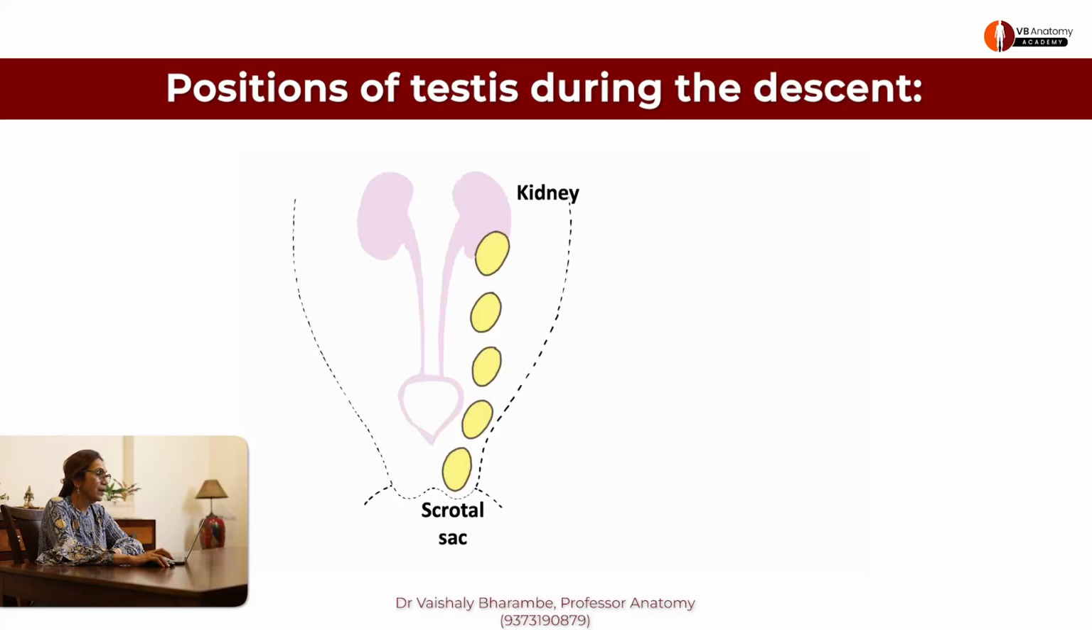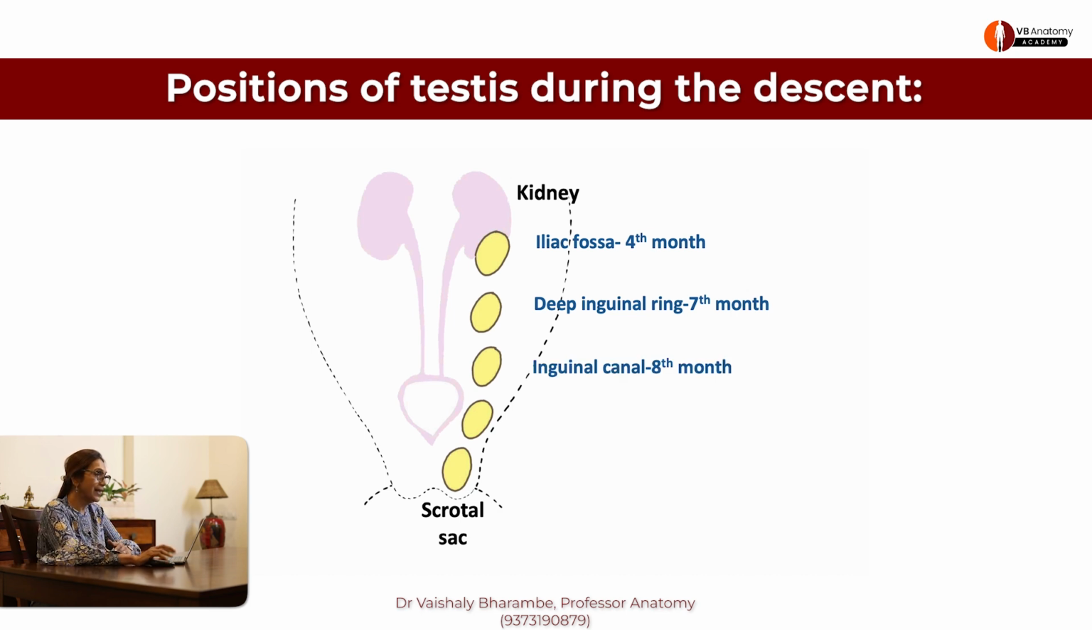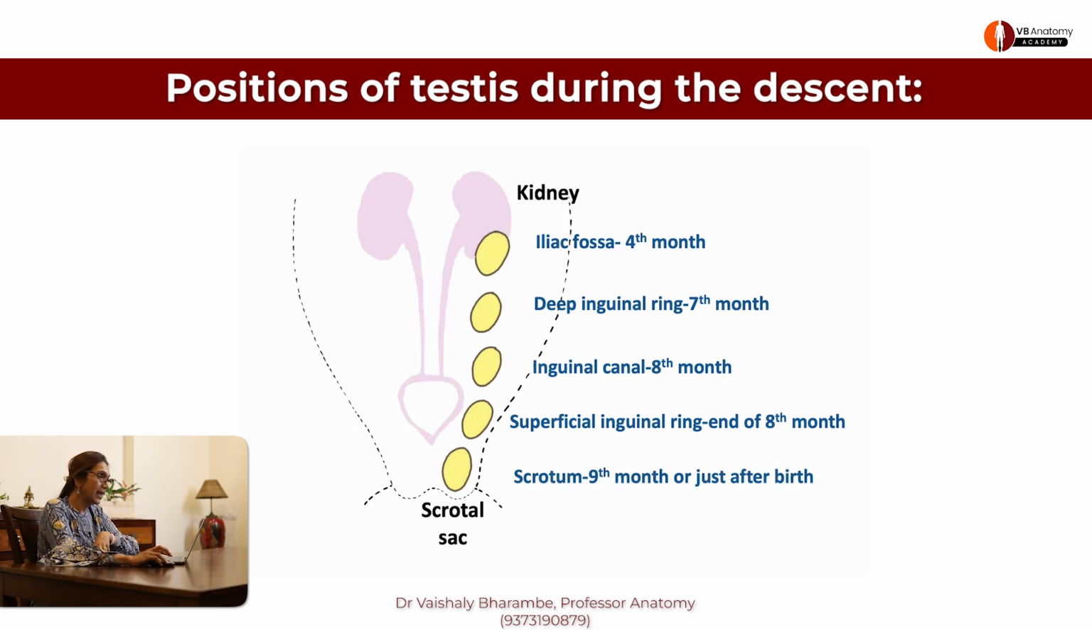Basic. Okay, but as they are descending, there is a timeline involved. At about the 4th month of intrauterine life, they can be found in the inguinal fossa or iliac fossa. In the 7th month, they can be found in the deep inguinal ring. Now see, they've started to traverse the inguinal canal in the 8th month. They reach the superficial inguinal ring at the end of the 8th month, and in the 9th month, they manage to enter into the scrotum, or at the most at the end of 1 year post-birth, they will reach into the scrotum. This is the timeline, you must know it.